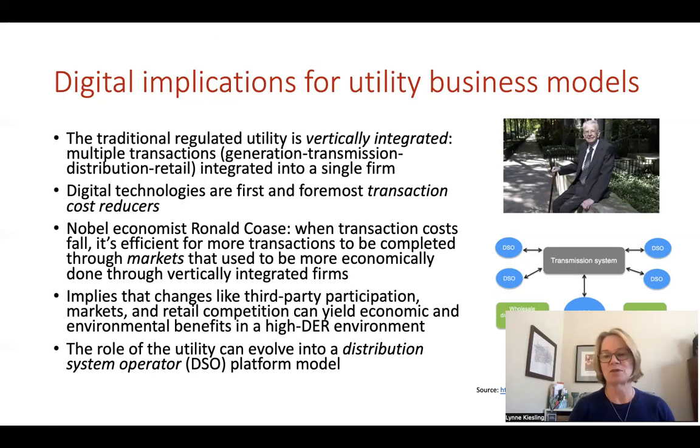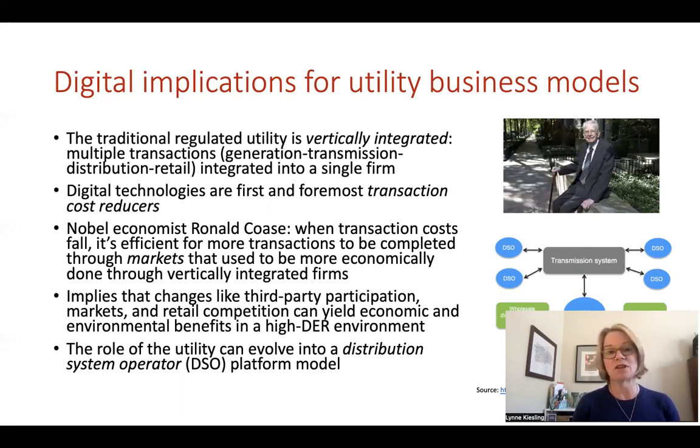Digitalization is also going to have some important implications for utility business models. The traditional regulated utility, as we know, is vertically integrated. So you have multiple transactions from generation to transmission to distribution to retail, all integrated within a single firm. One of the reasons vertical integration exists is because of transaction costs. And this is an insight that we got from the famous work of the Nobel laureate economist Ronald Coase, who as early as 1937 argued that firms exist because there are transaction costs. And because it's costly to transact in markets, that's one reason why you see this vertical integration arise.